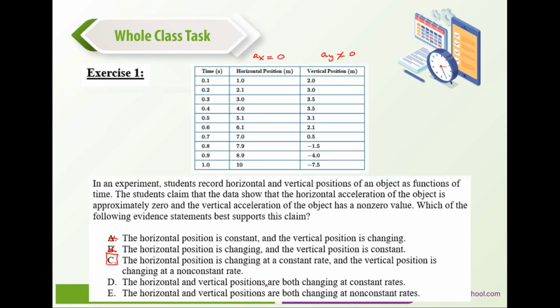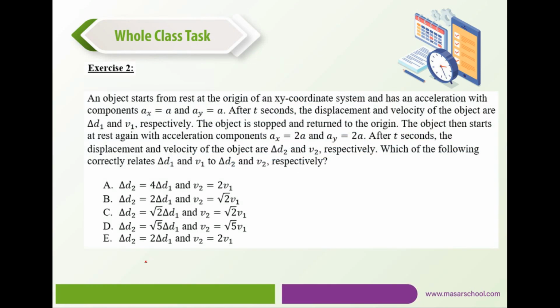D, the horizontal and the vertical positions are both changing at a constant rate. This is wrong, because if you refer to the values of the vertical positions, the change here is 1, the change here is 0.5. So this is a non-constant rate. E, the horizontal and the vertical positions are both changing at non-constant rates. This is wrong, because we know that the horizontal position is changing at a constant rate, reflecting the fact that ax is 0. Now exercise 2. An object starts from rest at the origin of an xy coordinate system.